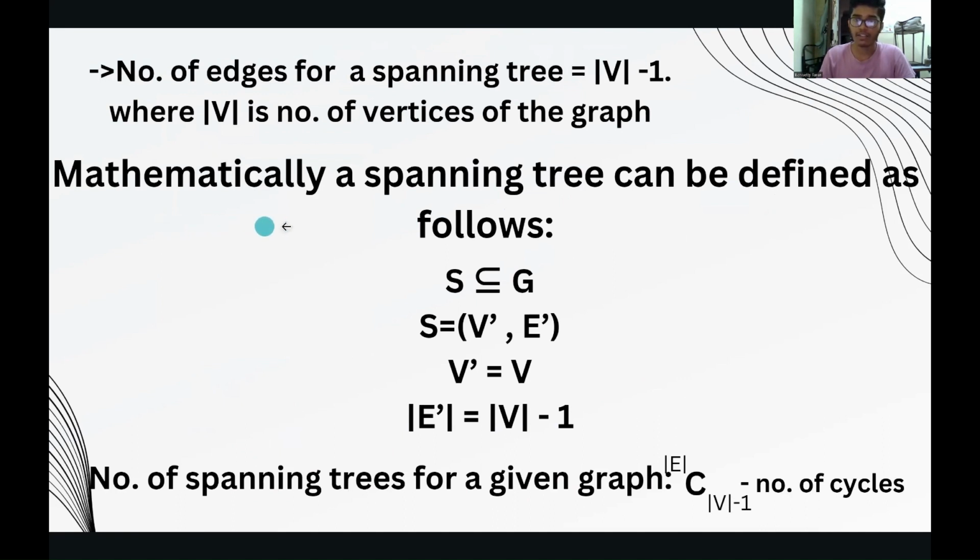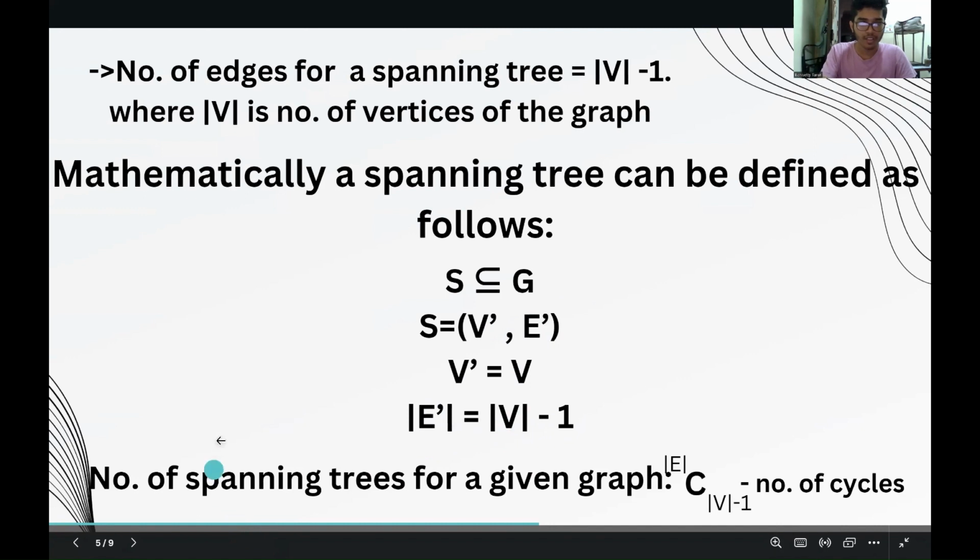Mathematically, a spanning tree can be defined as follows. S is a subset of G, where S is the spanning tree, and S can be represented as V dash comma E dash, where V dash is the set of vertices of the spanning tree and E dash is the set of edges of the spanning tree. And V dash equals V, as I have explained before, and mod E dash equals mod V minus 1. The number of edges of a spanning tree is the number of vertices of a graph minus 1.